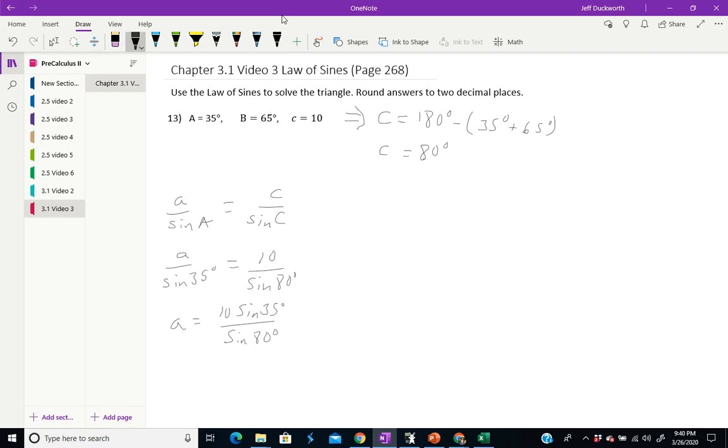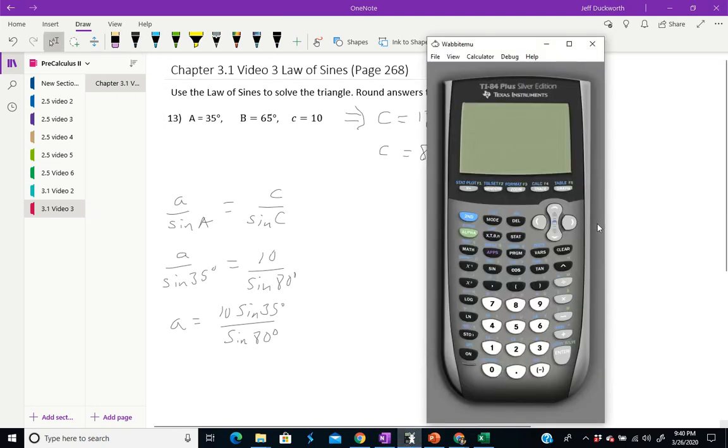And again, we have to round to two decimal places, so let's use the calculator to solve what this is. All right, so we're going to take sine of 35, so we hit the sine button, and I still have it on degrees, so 35. And we multiply that by 10. And then we divide by the sine of 80 degrees. Sine of 80. So we're looking at about 5.82.